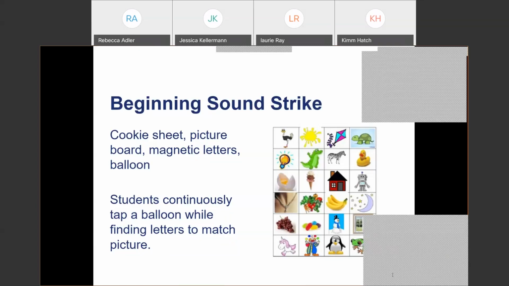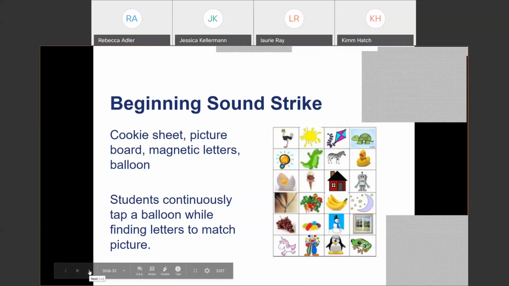Again, you can buy all these supplies at the dollar store. And I love the dollar store. That's where we get a majority of the supplies for these activities that you've seen. It's pretty simple like that. It's almost like a relay race. Once you do the balloon and you pick up a letter and put it somewhere, you pass the balloon to the next person and they do the same thing, until you fill out your entire picture board on your cookie sheet.